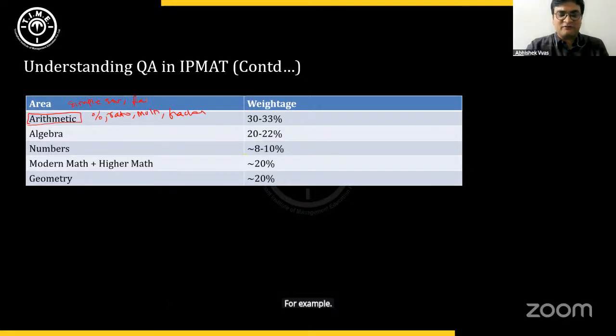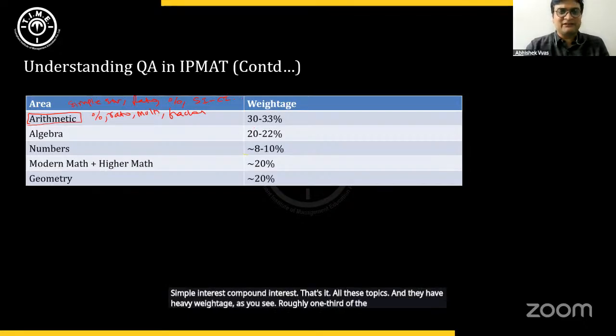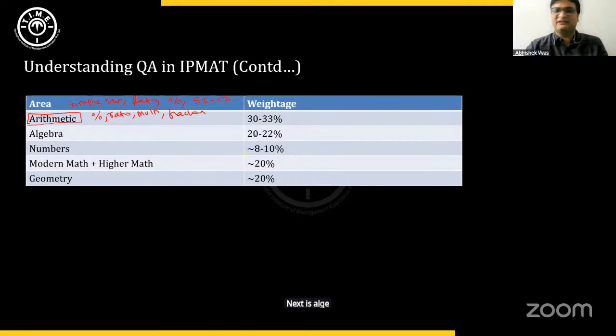For example, ratio, percentage, simple interest, compound interest, etc. All these topics have heavy weightage, as you see. Roughly one third of the paper is your arithmetic section. Next is algebra. As you see, the weightage here is also one of the heavy weights that we have.